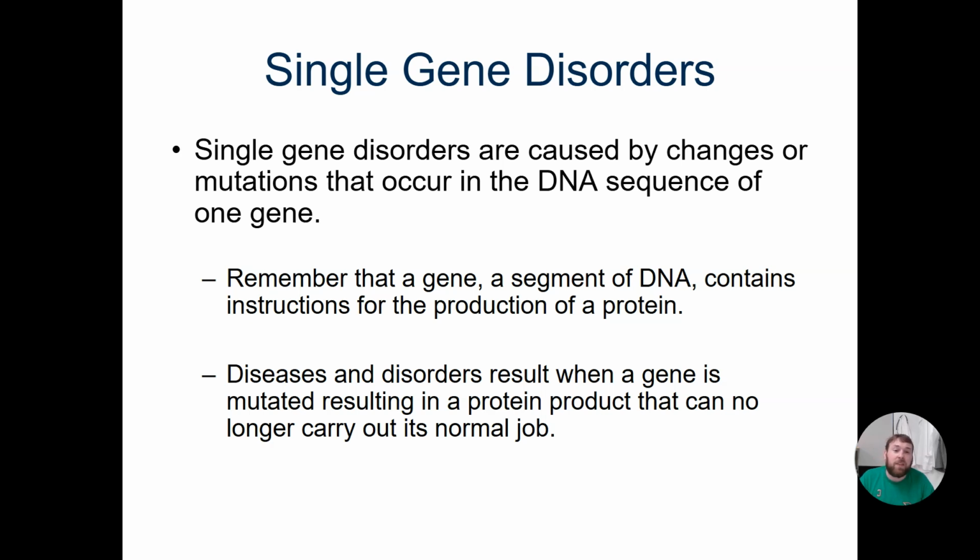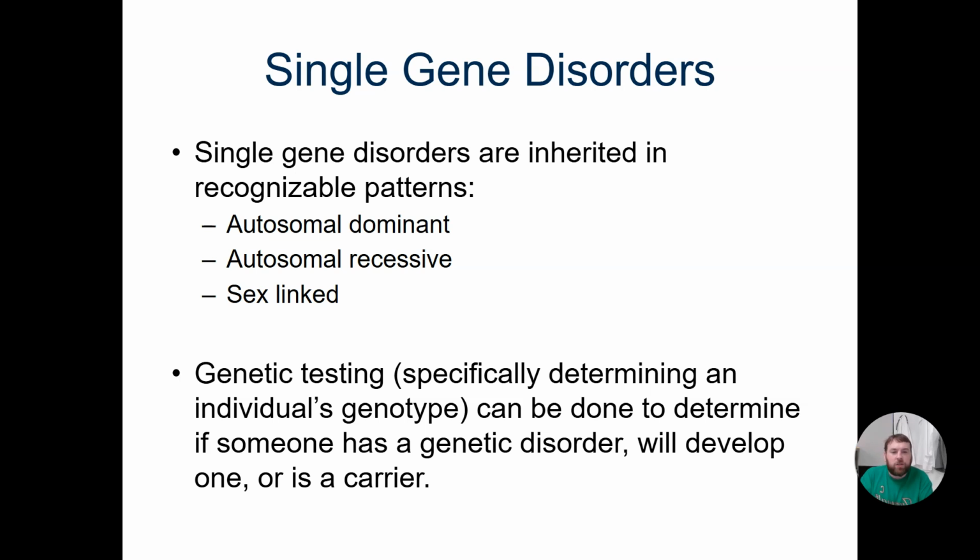A good example of a single gene disorder would be something like sickle cell anemia, where one specific mutation in a single gene causes a round erythrocyte to suddenly go from a round shape to more of a sickle shape, and therefore not be able to carry as much oxygen, and also tend to increase clotting factors and stuff. Really bad disease there. Now, single gene disorders are going to be inherited in a couple of recognizable patterns.